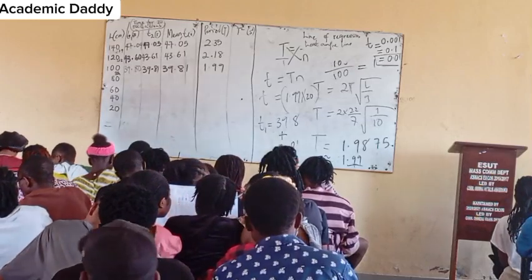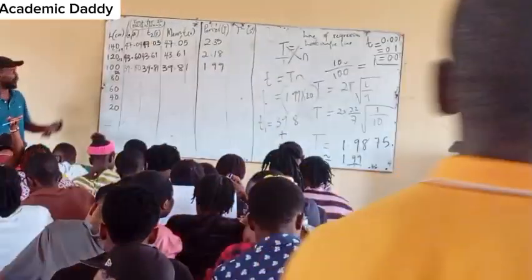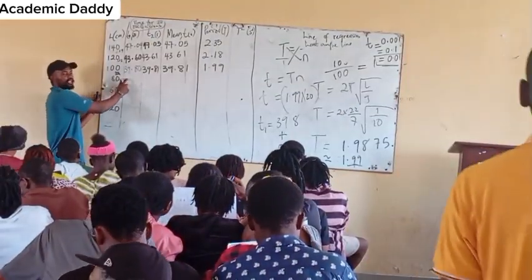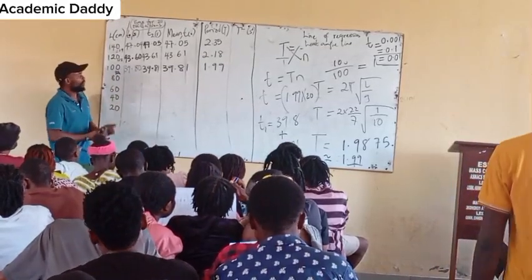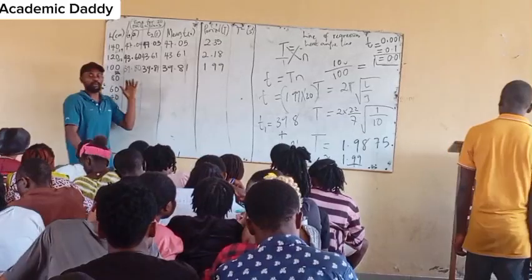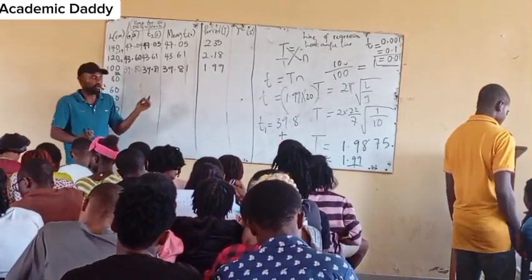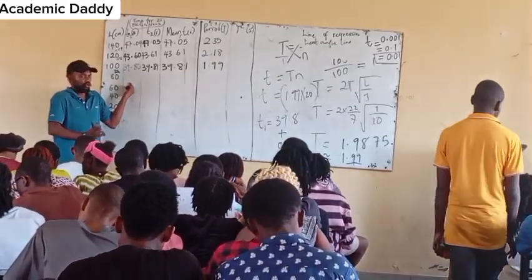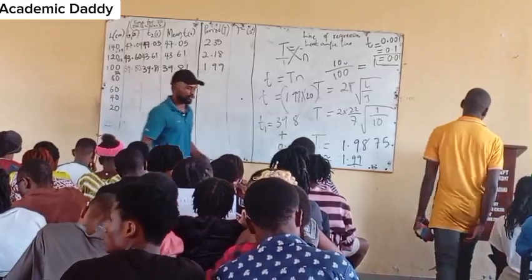Let me see your hand. For this one, remember we are using g. If you use 9.8, you are correct. Or we use the value of it that is using 10.